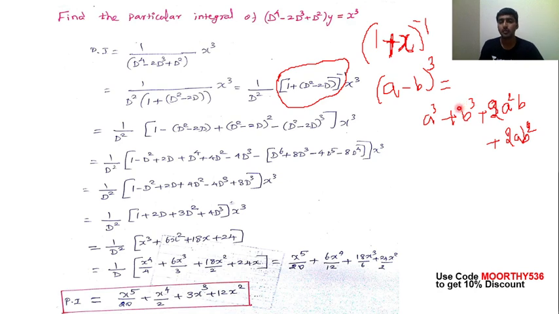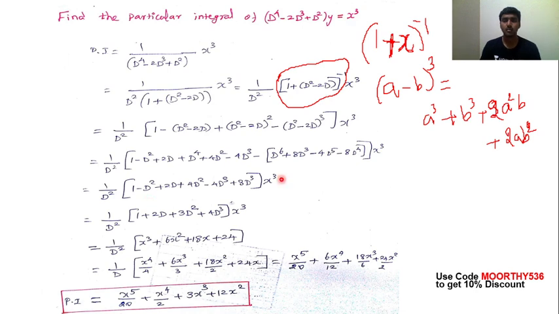Now coming to the equation (a - b) the whole cube, here a is equal to D square, so a cube is equal to D power 6, b cube, 2D the whole cube, is equal to 8D cube. Minus 3 a square b: a square is D power 4, so 3 into D power 4 into 2D is equal to minus 6 D power 5. Minus 3ab square: 3 into D square into 4 D square is equal to minus 12 D power 4.